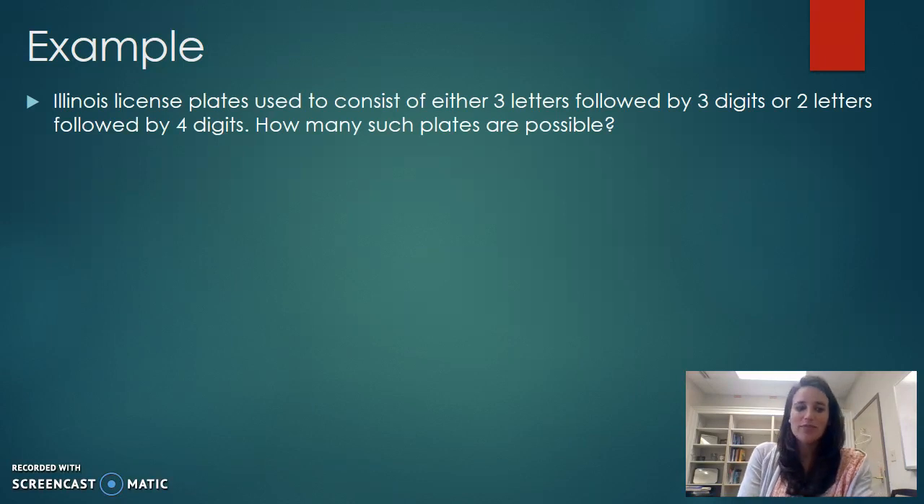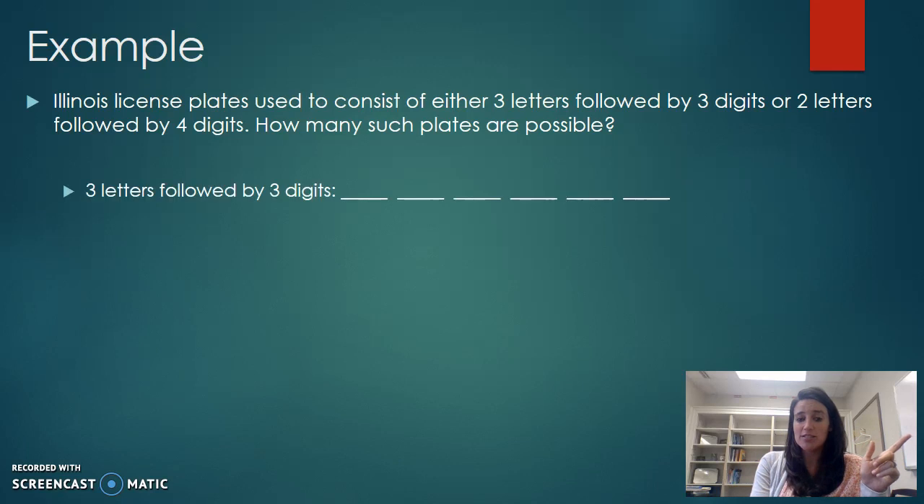Here's another example. Illinois license plates used to consist of either 3 letters followed by 3 digits, or 2 letters followed by 4 digits. How many such plates are possible? Well, again, we have disjoint cases here. 3 letters followed by 3 digits has no overlap between a license plate that has 2 letters and 4 digits. So we'll treat each case separately. Let's start with 3 letters followed by 3 digits. So we have 6 blanks to fill in, and we want to think about how many choices for each blank.